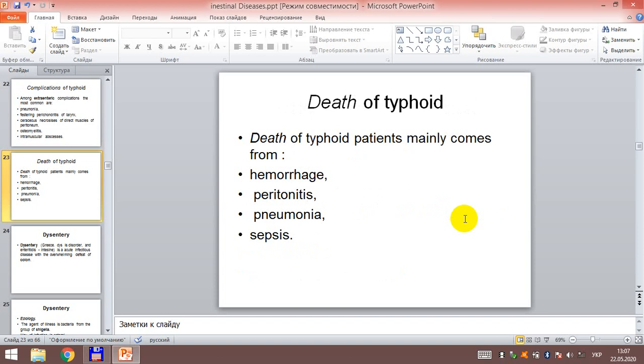Death of typhoid patients mainly comes from hemorrhage, peritonitis, pneumonia, sepsis.